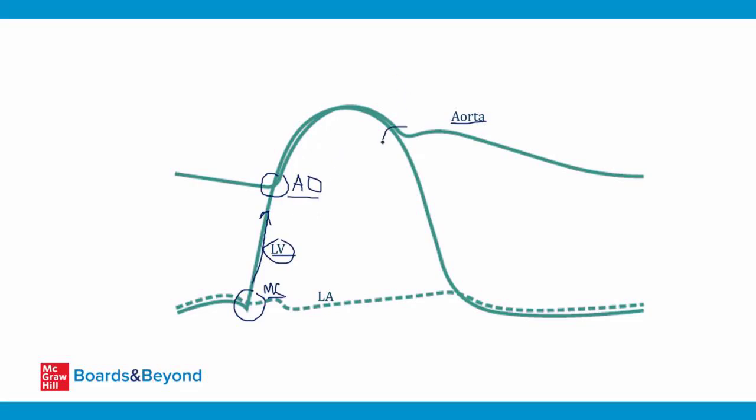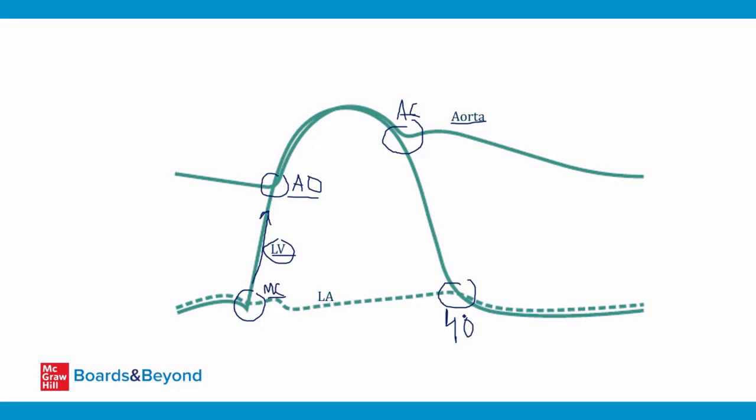Now at this point in time right here, left ventricular pressure starts to fall. The left ventricle has stopped contracting and it's starting to relax. And when left ventricular pressure gets lower than aortic pressure, that's when the aortic valve closes. And then finally, you have this point down here where left ventricular pressure falls so that it's lower than left atrial pressure. And when that happens, the mitral valve is going to open.